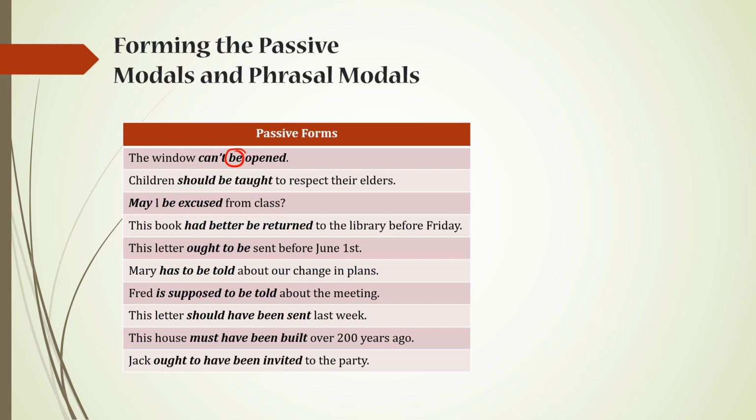And for phrasal modal, like Fred is supposed to be told about the meeting. Be is placed after the phrasal modal and before verb 3. This is the verb 3. The other examples can be read yourselves.